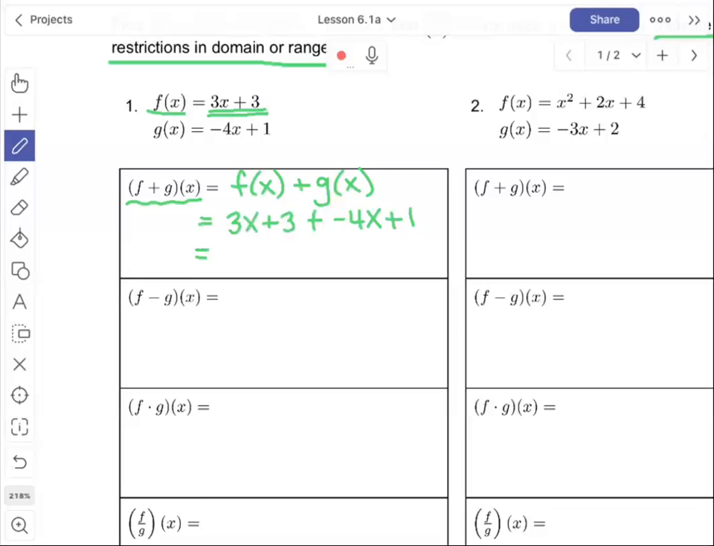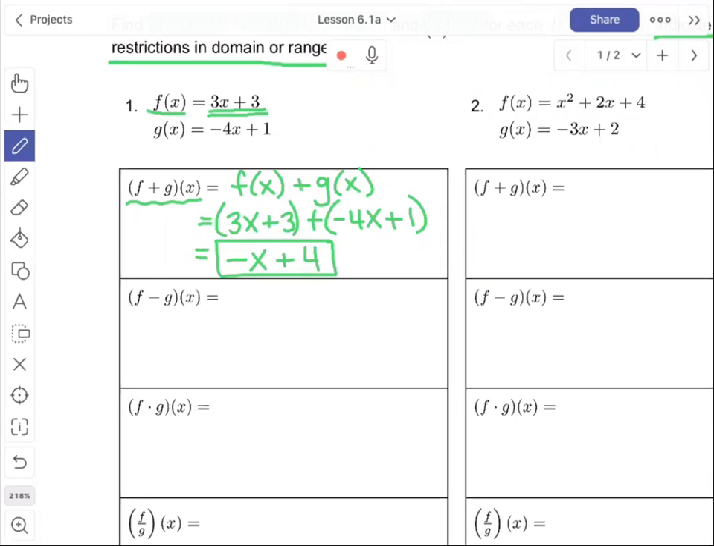So you add it all together? Yeah. So like combine your like terms. Oh, okay. So negative x plus 4. Perfect. And that's it. That's your final answer. So f plus g of x just means add the functions together. Great, Samantha. Nice.